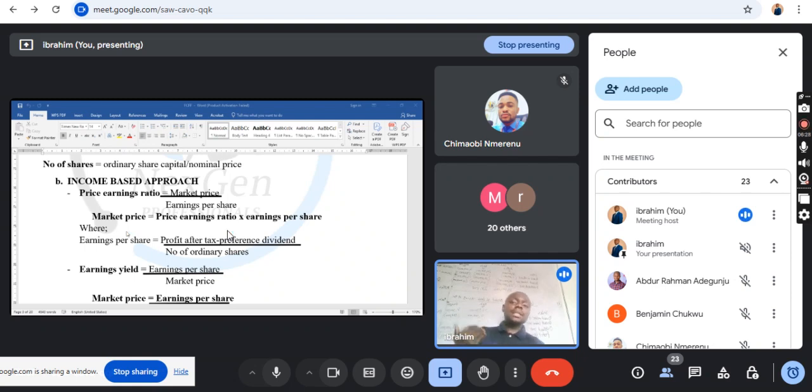So how will you determine the earnings per share? Earnings per share is calculated as the profit after tax minus preference dividend, divided by the number of shares. You have that, right? So when you get it, you multiply.